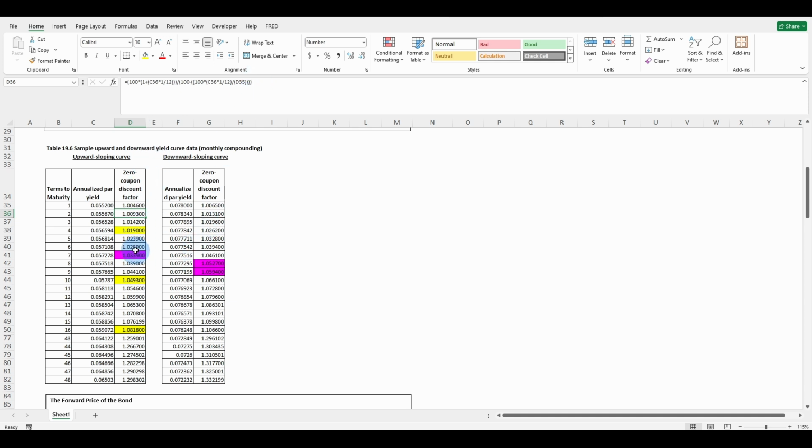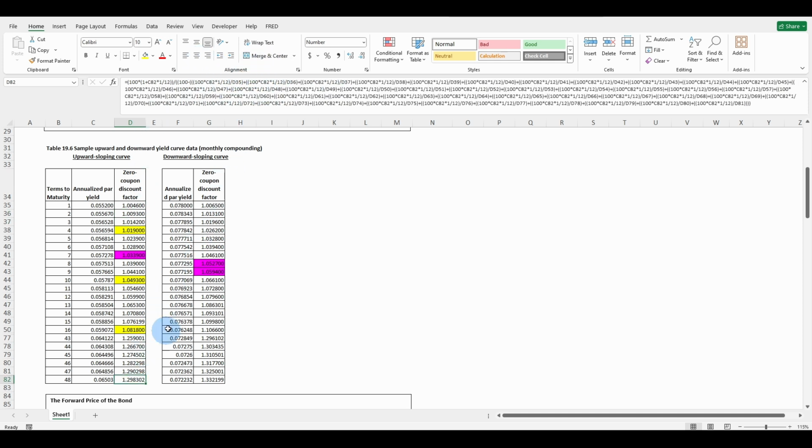Move forward, move back, move forward, move back. So you're going to do this over and over and over until you get to this point here. And this is 48 periods. Must have been a rainy, cold Saturday morning or something, and I did this. We're going to use the upward sloping yield curve.